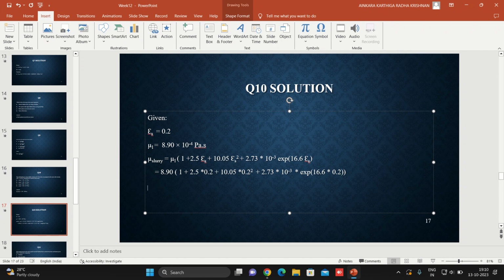So can anyone give the answer you people are getting? Or however, I'll calculate, but it is always better to take a pen and paper when we are dealing with the sample problems, so that you can solve your doubts then and there. If you have any doubts you can always ask. 16.6 into 0.2, which is 3.32, and exponential of this value, well, it is 27.66, which is the exponential value.